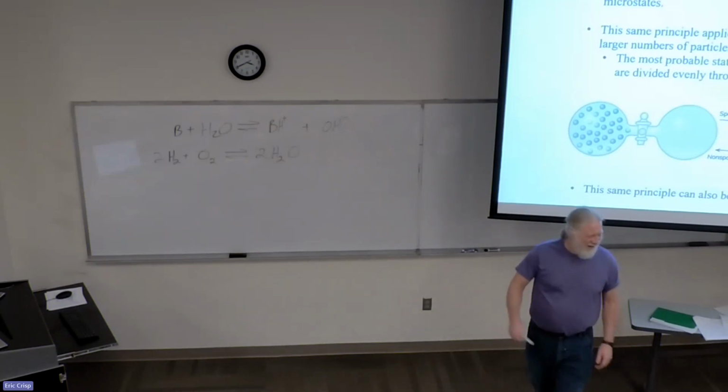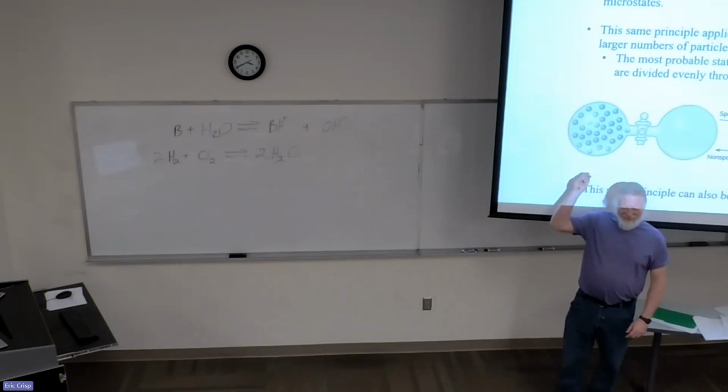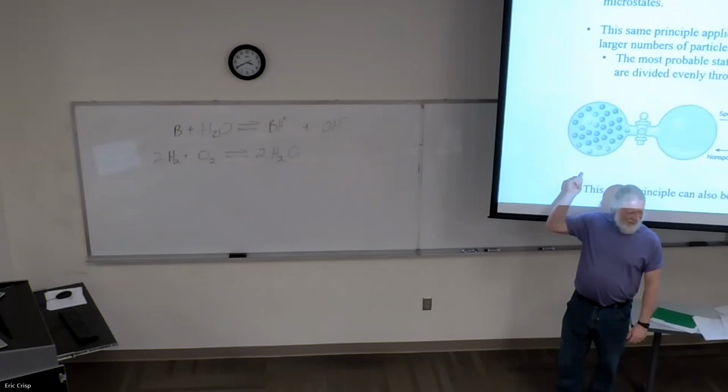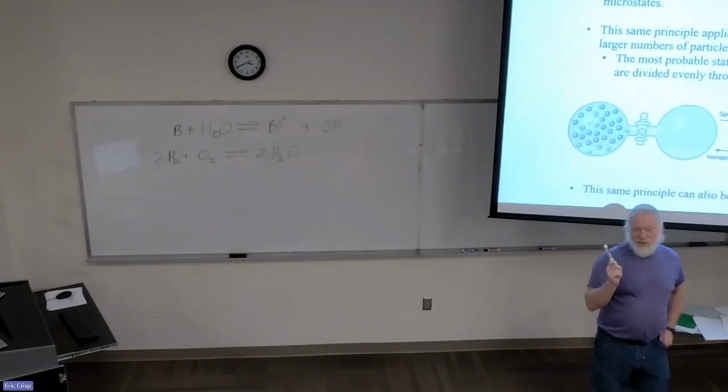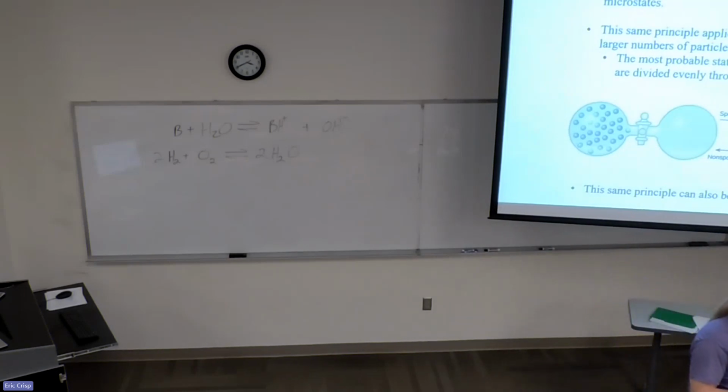So 9.3 times 10 to the negative 10. So that's your chance of finding this distribution. About 1 times 10 to the negative 10. Already with just 30 particles, it ain't gonna happen. Right? That make sense?